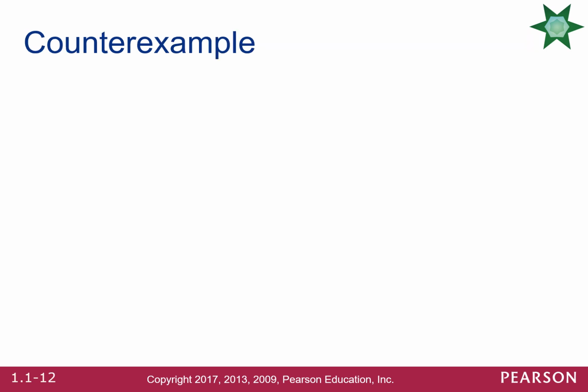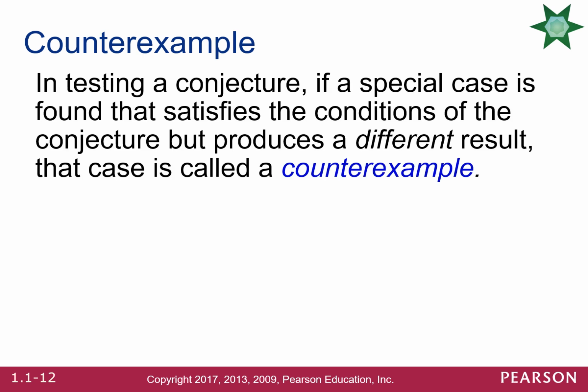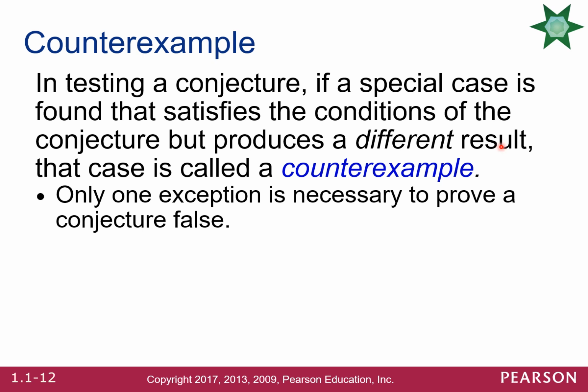Now, in the process of inductive reasoning, there is something called a counterexample. A counterexample is a special case that disproves the conjecture we have arrived at. So it says here, in testing a conjecture, if a special case is found that satisfies the conditions of the conjecture but produces a different result, that case is called a counterexample.